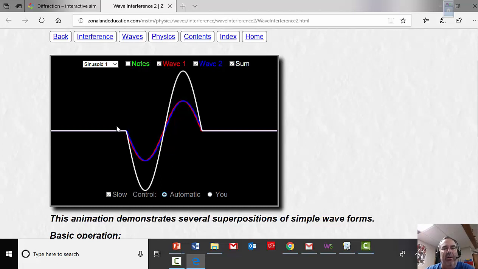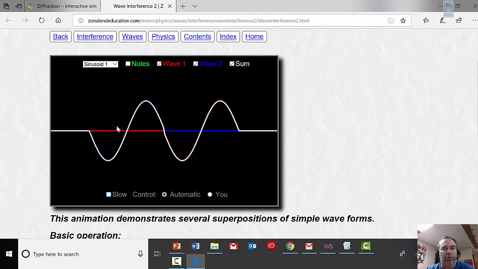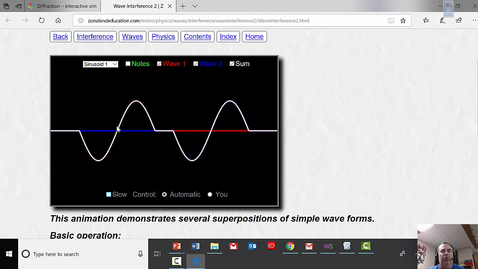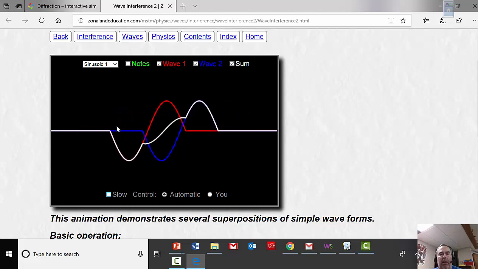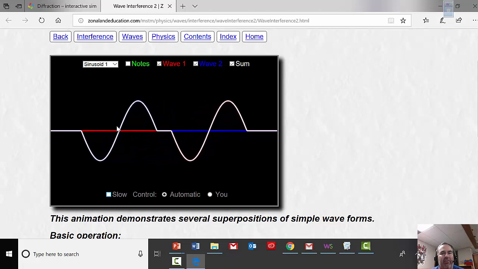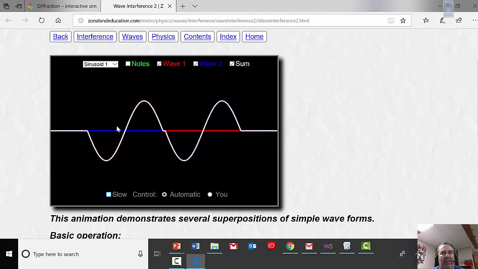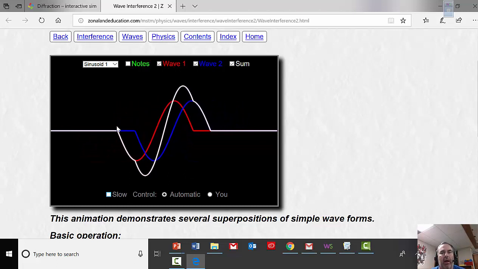So I'm going to go ahead and just put it in motion, get rid of the slow motion, and let you watch it again before we end up finishing. So crest meeting a trough, cancels out, and then all of a sudden they come back together to form constructive interference about right in here.